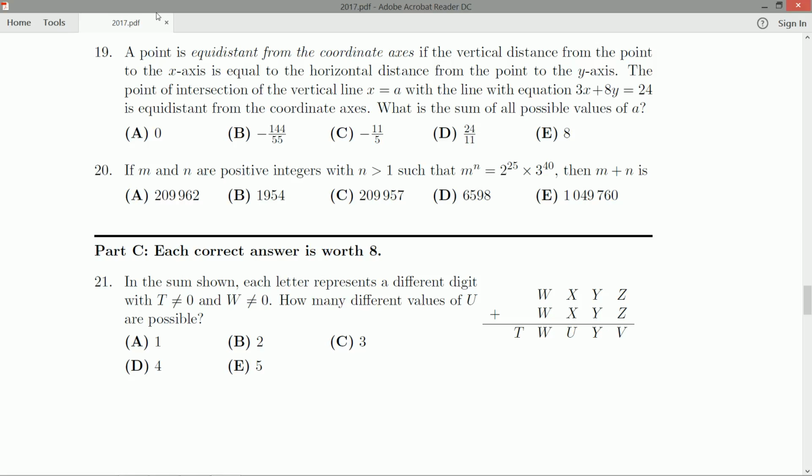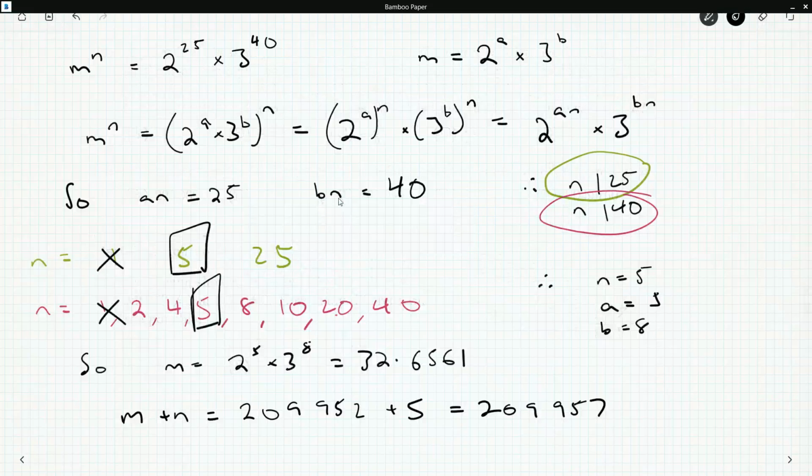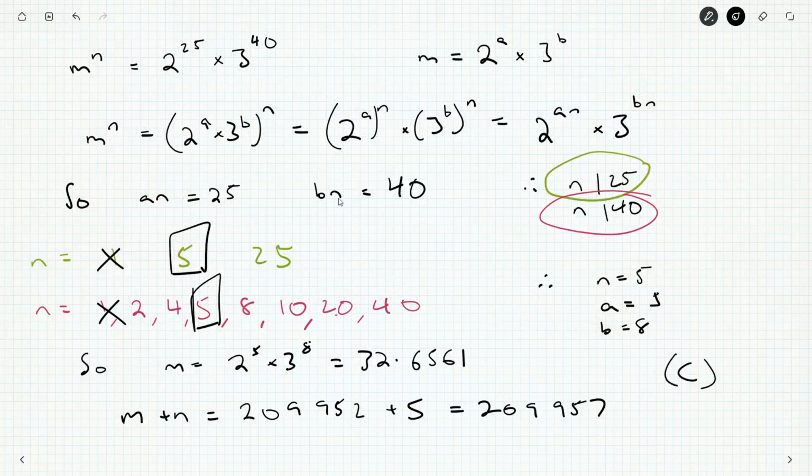I did notice that the answers were rather big numbers, but there we go, C. So C is going to be our answer for question number 20.